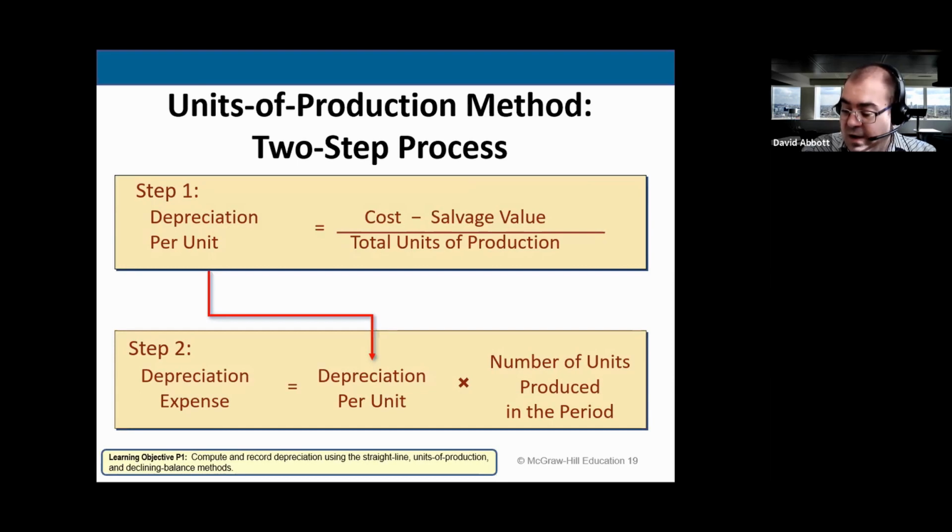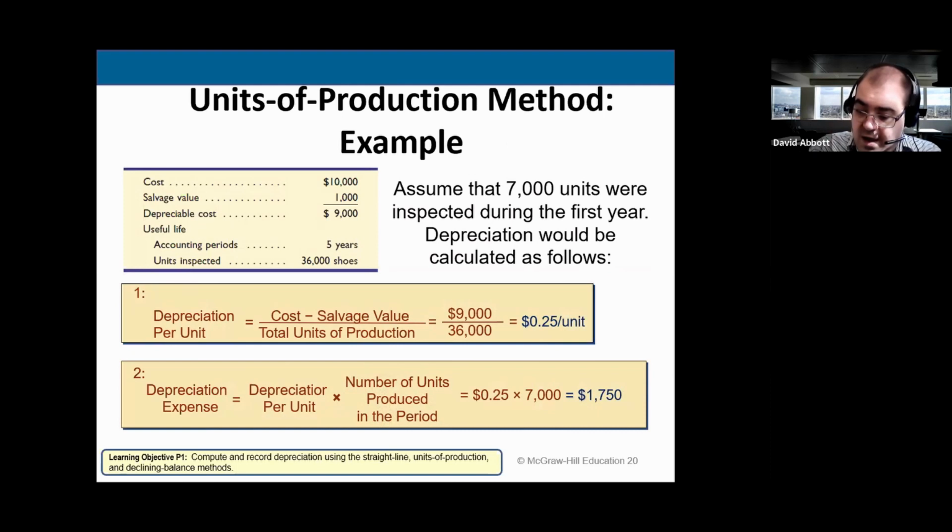Units of production can be expressed in product or other units, such as hours used or miles driven. The second step is to compute depreciation expense for the period by multiplying the units produced in the period by the depreciation per unit. And so using data on the number of shoes inspected by the machine, we can compute the units of production depreciation schedule that we see shown in this slide.